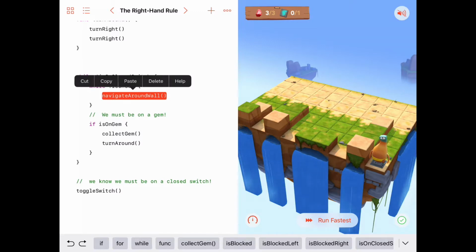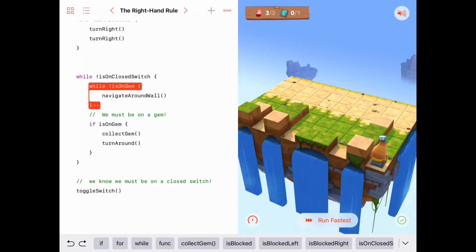So this condition inside the while loop, as long as we're not on a gem, keep navigating around a wall, works fine as long as the thing that signifies him to stop navigating around a wall is a gem, and there are gems around to make him stop. But there's not a gem here at the end. So really what we'd like him to do is keep navigating around the wall both if he's not on a gem and if he's not on a switch. Okay, so we need to check for both those things.